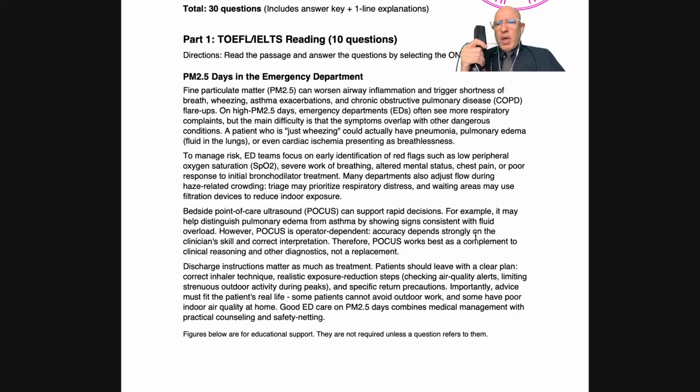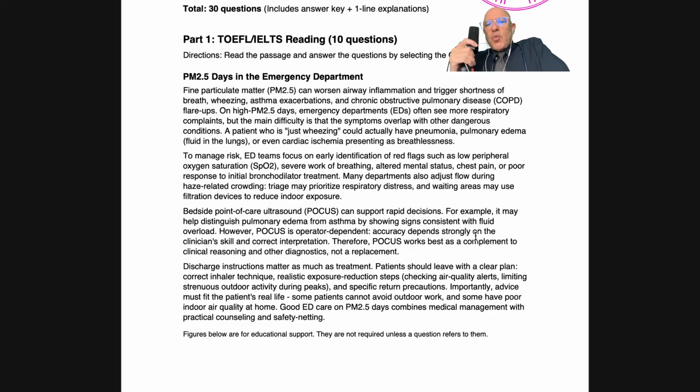Fine particulate matter, PM 2.5, can worsen airway inflammation and trigger shortness of breath, wheezing, asthma exacerbations, and chronic obstructive pulmonary disease flare-ups. On high PM 2.5 days, emergency departments often see more respiratory complaints, but the main difficulty is that the symptoms overlap with other dangerous conditions.